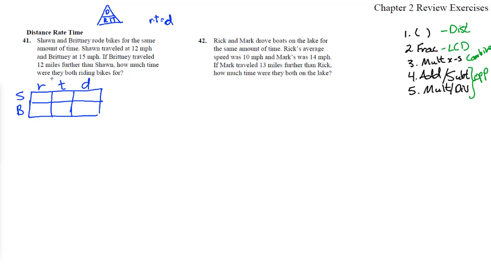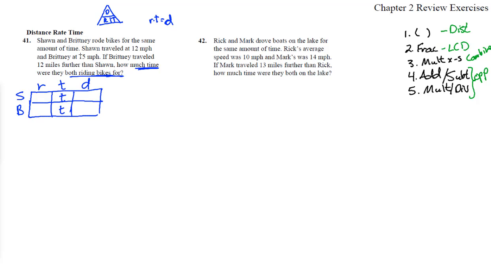All right. Now, I'm going to read through it. Sean traveled at 12 miles and Brittany at 15. If Brittany traveled 12 miles further than Sean, how much time were they both riding bikes for? That is our variable. They're the same amount of time, and that's what it's asking for. So let's go through and fill in the rest of the thing with the data that we know.